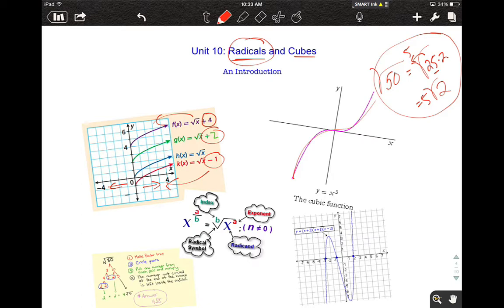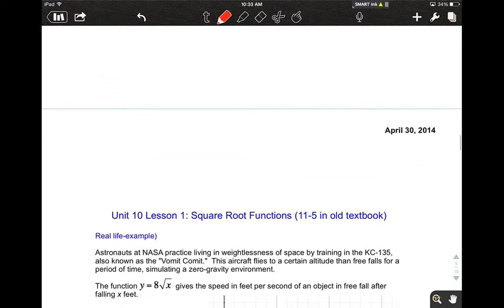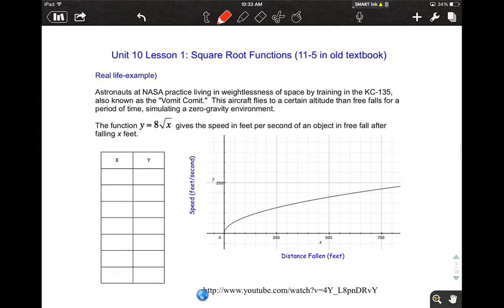Give yourself a title. This is Unit 10, Radical Functions and Cubic Functions. We're going to start with the idea of where this is found in the real world. This is talking about astronauts at NASA, and they are training and using something called the Vomit Comet. I mean, something's cool when it's called the Vomit Comet.